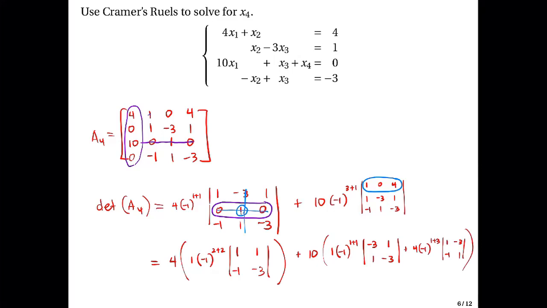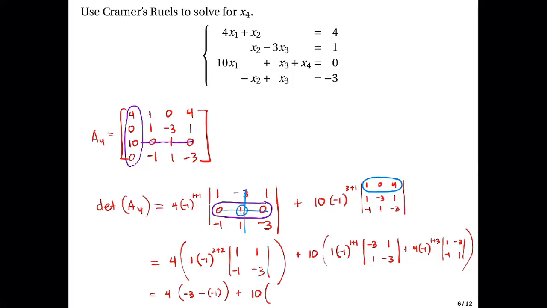So in here, we will have 4. This is 1 times 1 again. So it's just 1. For this, we have 1 times -3. That's -3 minus -1 times 1. So minus -1 there. Plus 10 times the quantity. So we are now at this part.